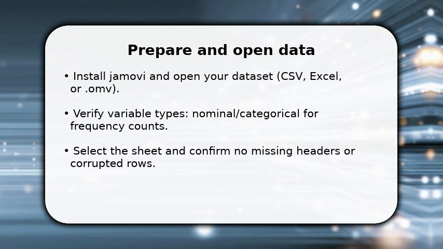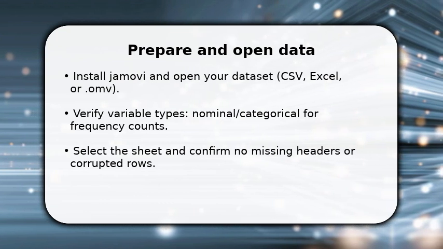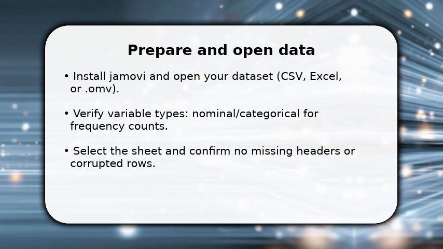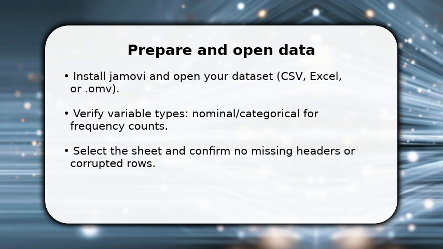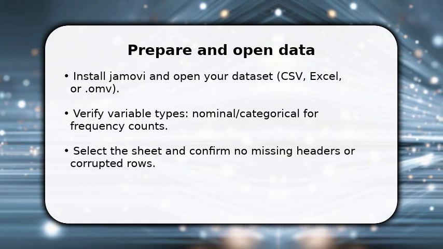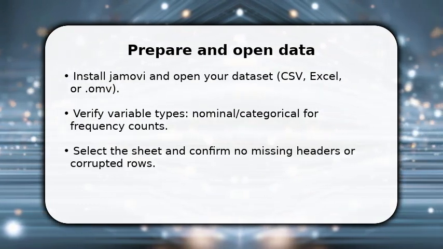Once loaded, scan the variable pane and make sure the column you want to count is set to nominal or ordinal, because frequency requires categorical coding. If values appear numeric but represent categories, recode them or change type to nominal. Also remove empty header rows and check for stray spaces. These create separate categories. Now select that variable for the next step.